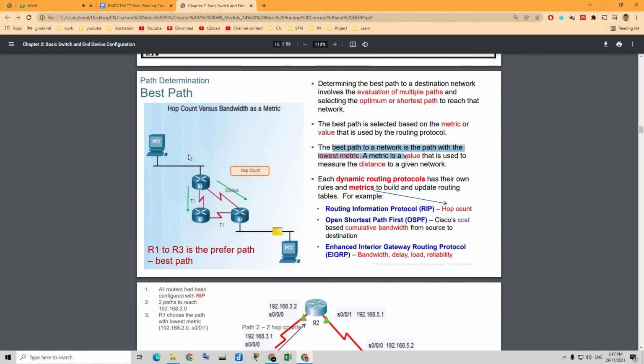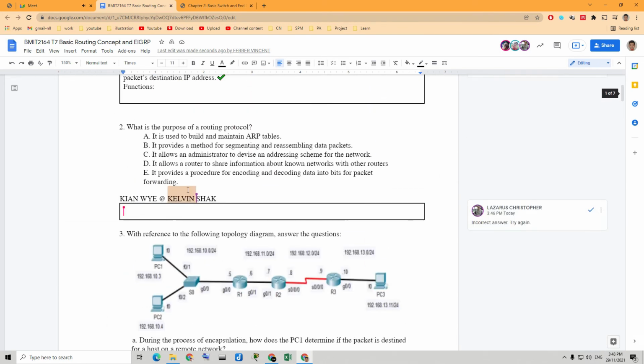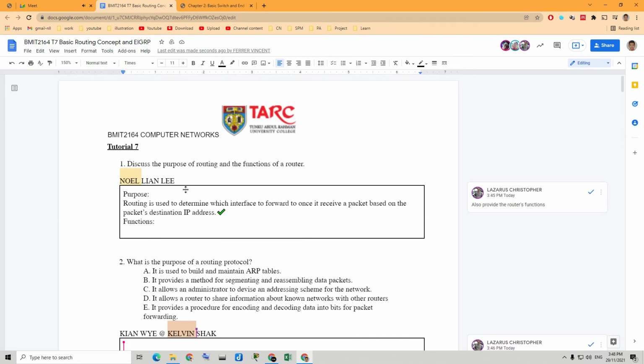So, your answer for number 1 is incomplete, yeah? You put in the purpose. Please add the functions. And Calvin, you try again. This routing protocol, that's what we want. What's the purpose of a routing protocol?